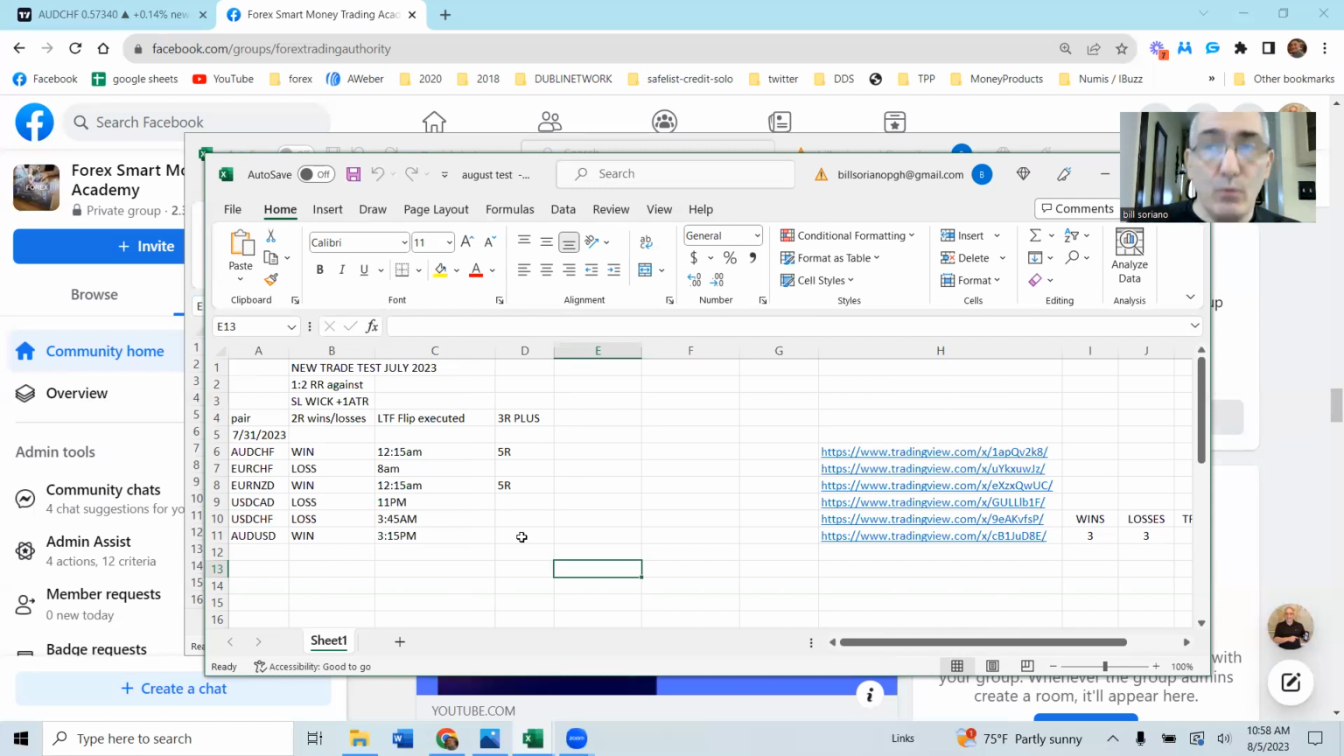But for right now, we're just going 1 to 2. Okay, so what we're going to do here on this weekly recap is go over each one of these 6 trades that went off this week.